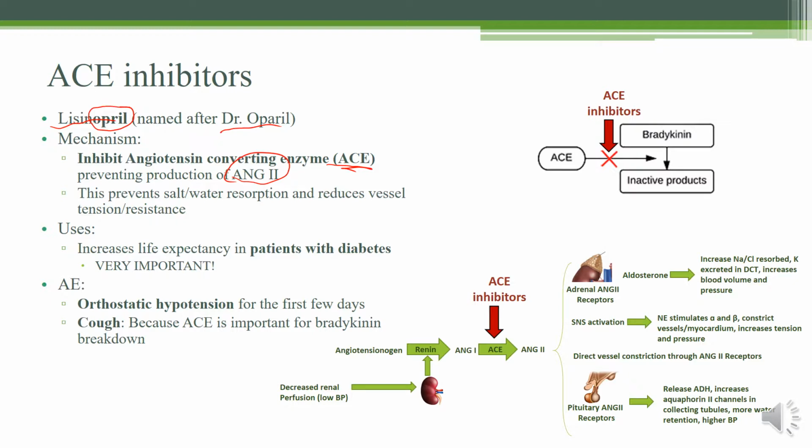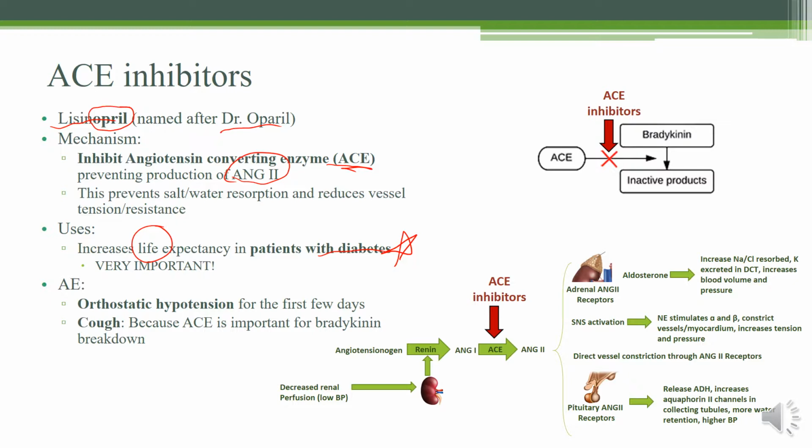Now, it's actually been proven to increase the life expectancy of patients with diabetes, i.e. kidney disease associated with diabetes. So it's very, very important that if you see a vignette that says this patient has a kidney problem and he's got diabetes or something, you give him an ACE inhibitor because it'll keep his kidneys safe. This is one of the most high yield questions that shows up on Step 1.